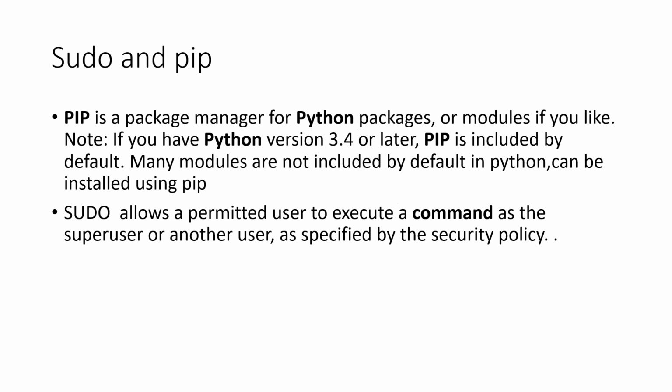Now let's understand what is sudo and pip. Sudo is a command which allows a user to execute a command as the super user, or another user. And pip is the package manager for Python modules. If you have Python, pip is included by default. Now, why do you want pip? If you want to install any dependencies for your project, there are many modules which are not out of the box in Python, so you will have to get them from the internet, the Python repository. You can always use pip for that.